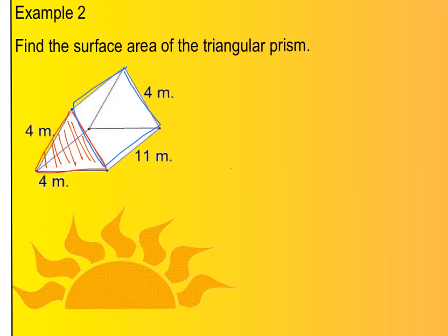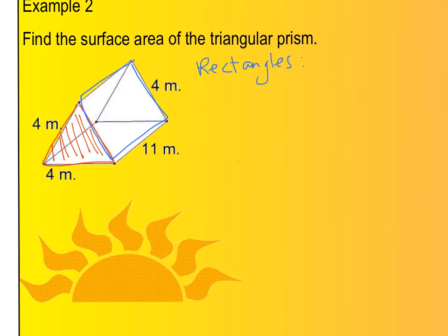So if we start with the rectangles, I notice that there are three of them, and they all have dimensions of 4 meters by 11 meters. I notice that they're all the same size, so I'm going to multiply that by 3, and I have a total area for the rectangles of 132 square meters.